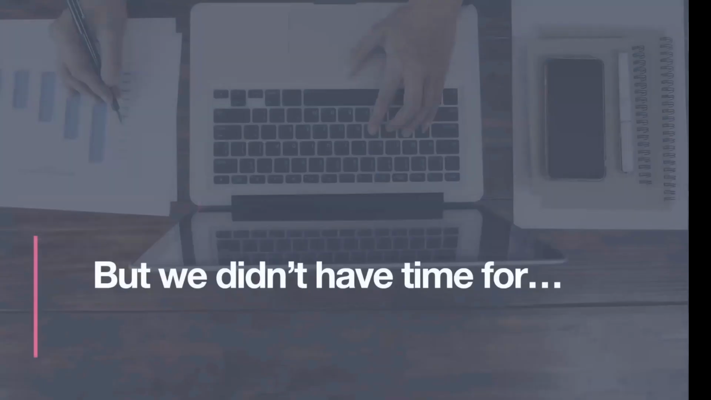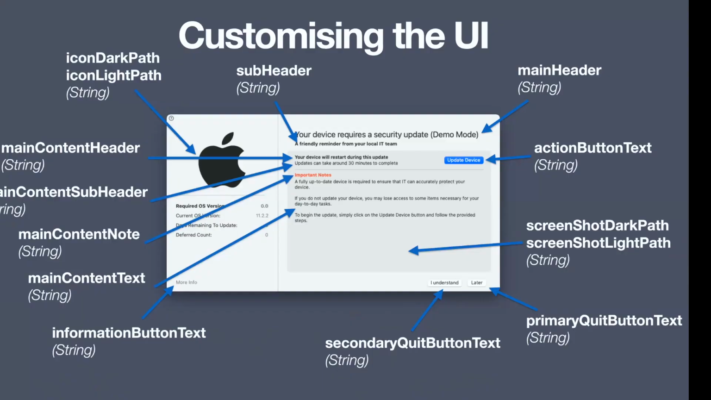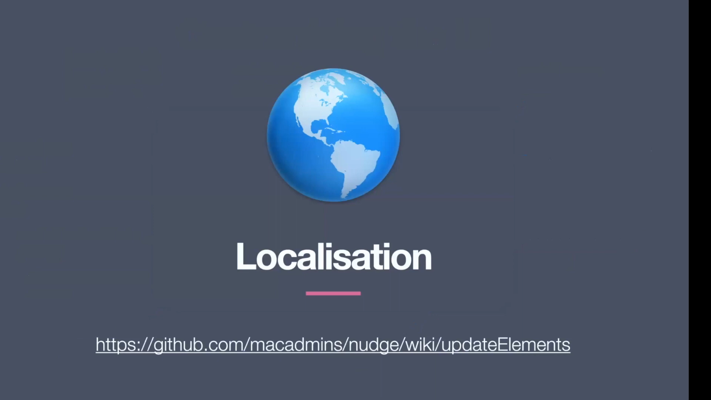Okay, but we didn't have time for some other things here because we really covered Nudge in a nutshell. A few things we didn't have time to go into, such as all the different parts of the UI that you can change. For example, you can add your organization's own branding and text if you'd like to, and there are preferences for all of those things. Nudge also supports localization, so you can change the messages in the text elements to reflect the native language or the locale that the Mac is using. And again, that link will give you some examples of those as well.